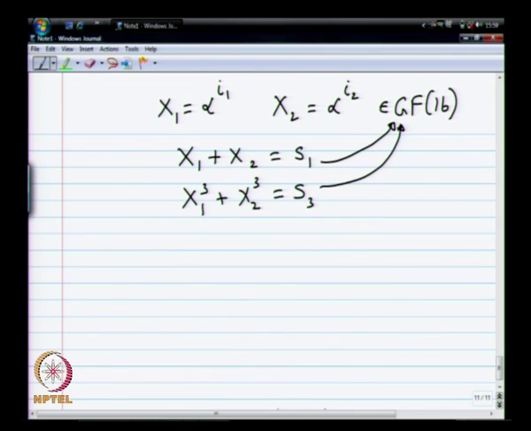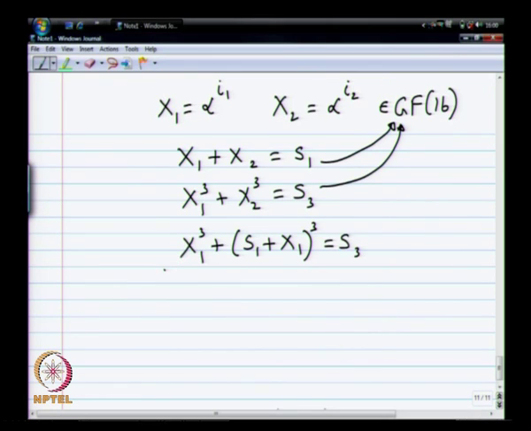What is the standard way to proceed? You eliminate one, okay. So substitute, so find out x1 in terms of x2 and then substitute in the second equation. So let us do that. So let us say we find x2 in terms of x1. What is x2 in terms of x1? S1 plus x1. So you get x1 power 3 plus (S1 plus x1) power 3 equals S3, okay.